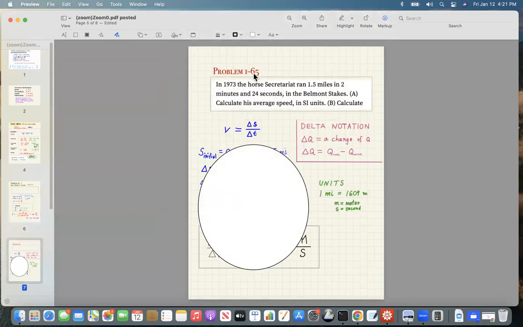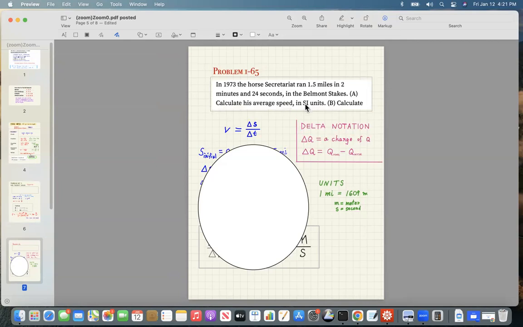Let's go to problem 65. It reads something like this. In 1973, the horse Secretariat ran 1.5 miles in 2 minutes and 24 seconds in the Belmont Stakes. Part A, what was his average speed?